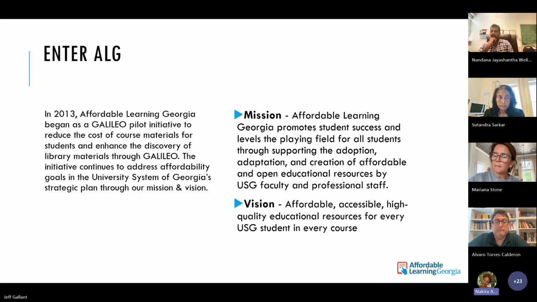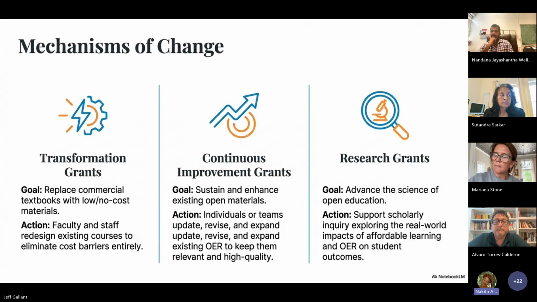Our vision, of course, is for affordable and accessible, high quality educational resources for every USG student in every course. Next slide. So what does ALG offer for the changes that we need? We offer the transformation grants, continuous improvement grants, and research grants that have the goals that you see here. And what you're going to hear from today are our grantee project teams who have taken advantage of one or more of these grants and will be able to share with you the impact.